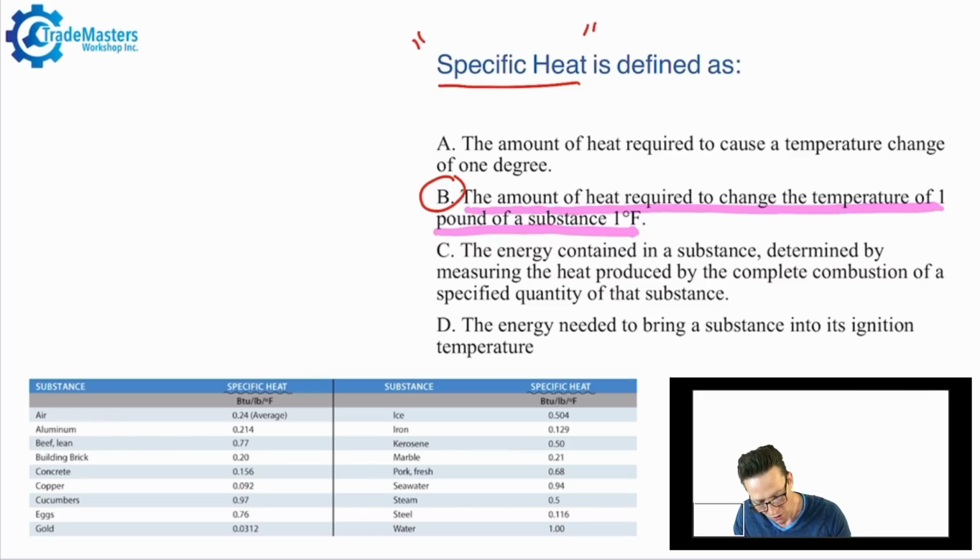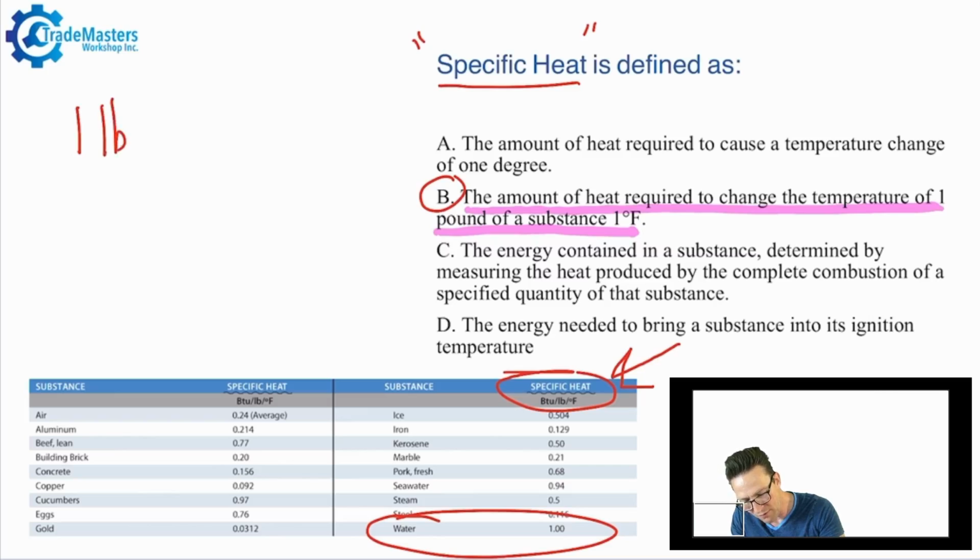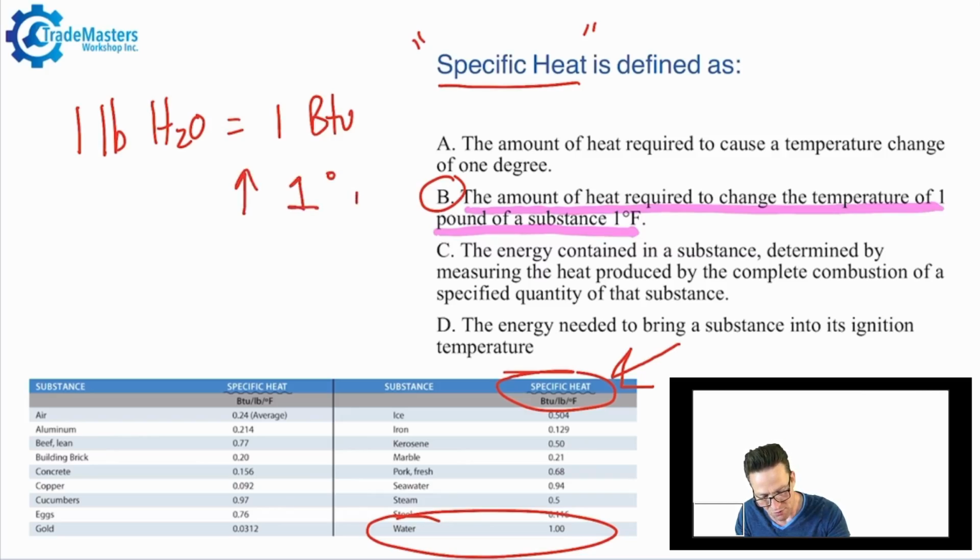Most of us recall that, for instance, water, which is down here on my table in the bottom right-hand corner, has a specific heat of 1. What is that 1? Look at the units here. 1 BTU per pound per degree Fahrenheit. That means 1 pound of H2O, liquid water, needs 1 BTU in order to increase its temperature by 1 degree Fahrenheit. We've got to add a BTU of heat energy to water to get its temperature to go up by 1 degree Fahrenheit. And of course, that's 1 pound of water, right?